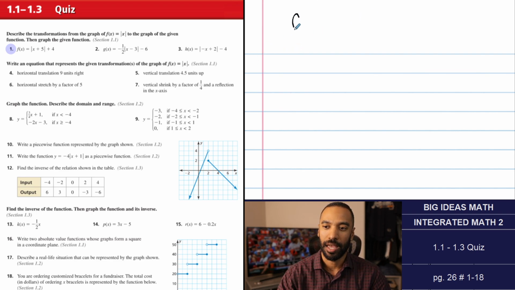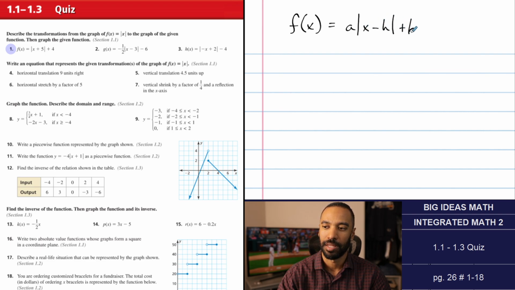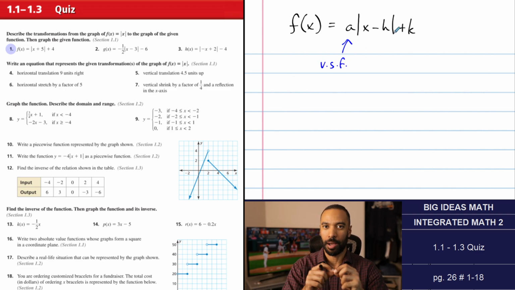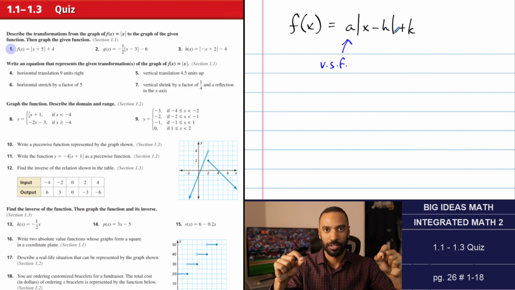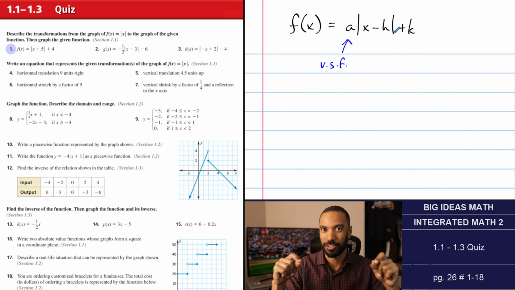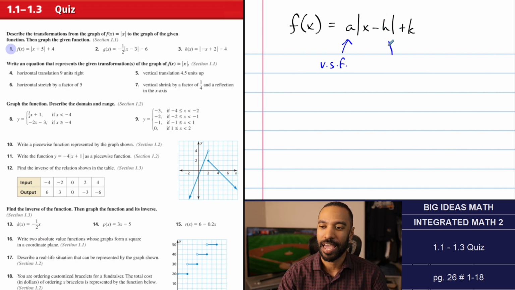So the general equation in vertex form is f of x equals a times the absolute value of x minus h, plus k. A happens to represent that vertical stretch factor, where if a is, say, 2, we'll go up 2 over 1 from the vertex. If it's negative 1/2, we'll go down 2 over 1, down 1 over 2 from the vertex. h and k represent the vertex.